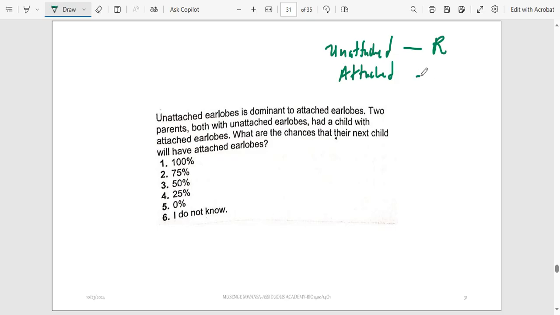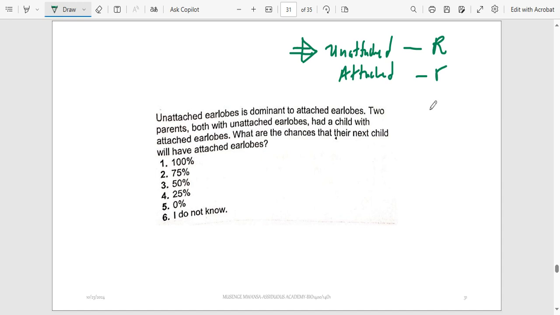The attached is recessive, we can use a small r. And then the question is, two parents both with an attached. So you can see both have got an attached, meaning that both of them have got a capital R. Are the child with attached? So they are the child that has got attached. What are the chances that their next child will have attached ear lobe?